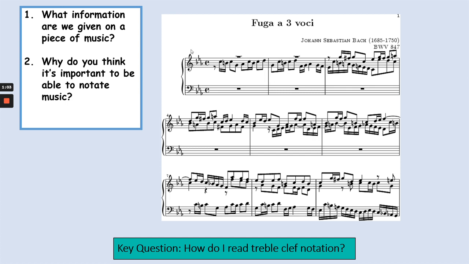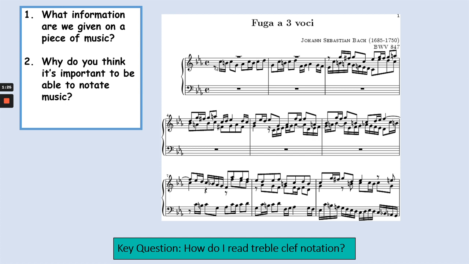This is a treble clef. This is a bass clef. This is a key signature and it tells us what flats and sharps we need to play in the piece. Then we've got a time signature. This tells us how many beats there are in the bar. And then we've got all our notes.